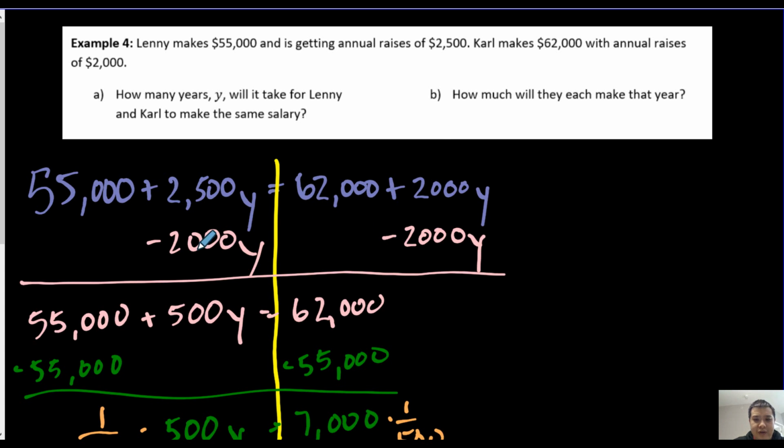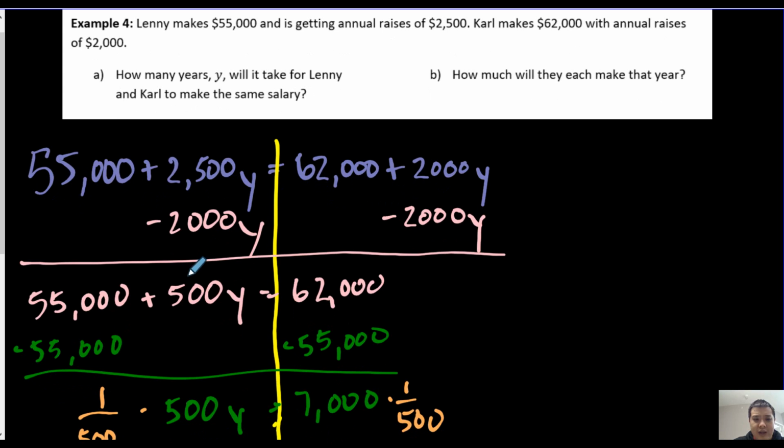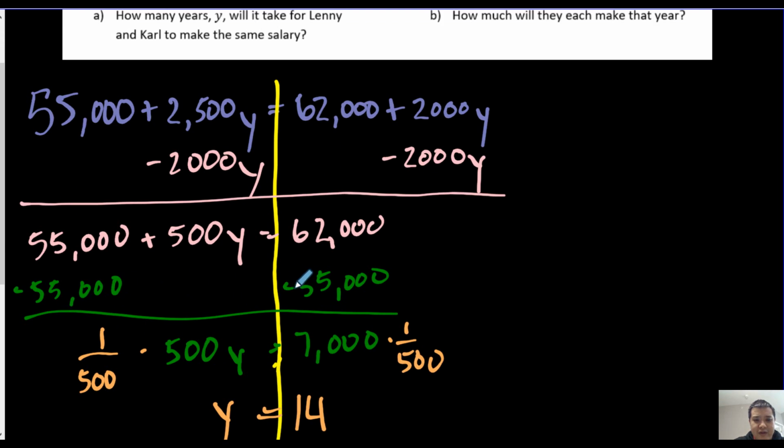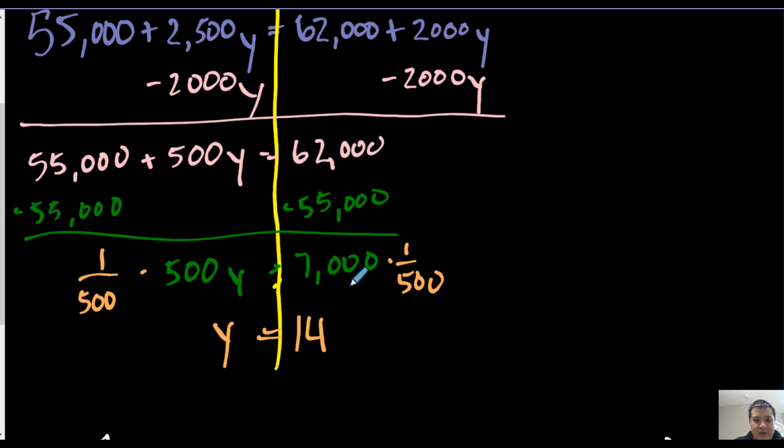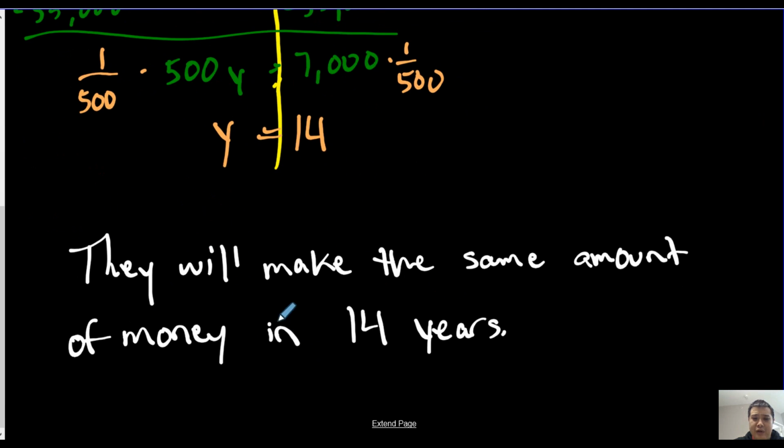And then when we solve it, subtract 2,000y, we get 500y on the left-hand side, subtract 55,000 from both sides, we get 7,000 on the right-hand side, multiplied by the reciprocal. And we get y equals 14. So they will make the same amount of money in 14 years.